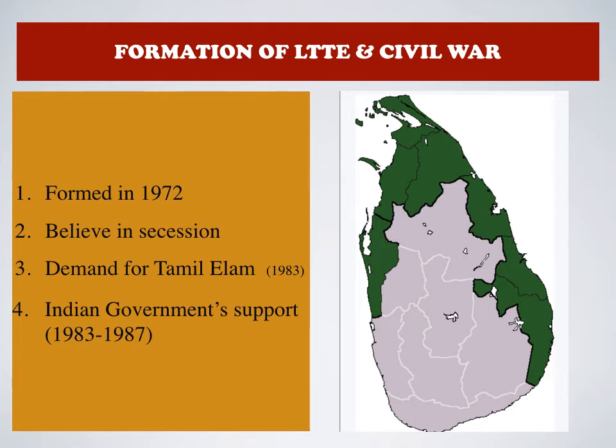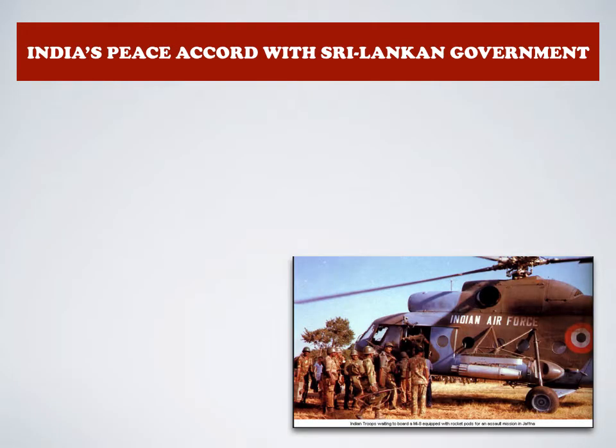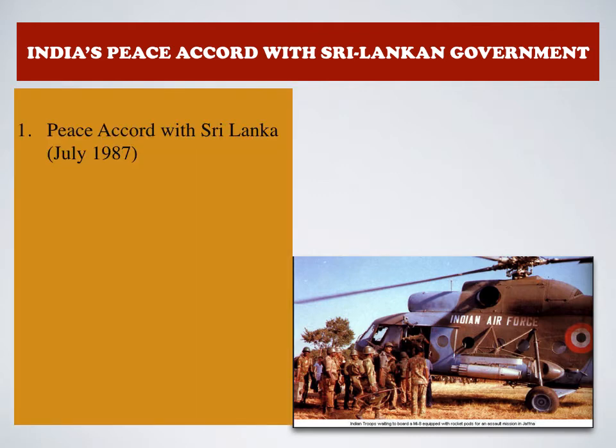Well, since the Tamils' origin is from India, the Indian government felt that it was their duty to help with what the Tamils rightfully deserve. All right. So the Indian government had also many times tried to bring negotiation between the LTTE and the Sri Lankan government. So in 1987, India signed a peace accord with Sri Lanka.